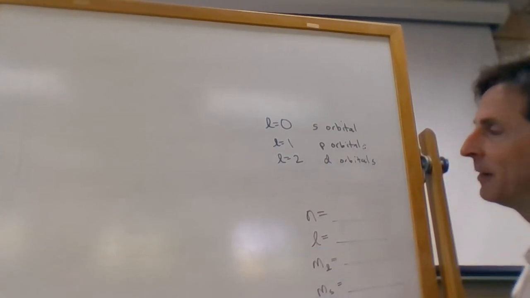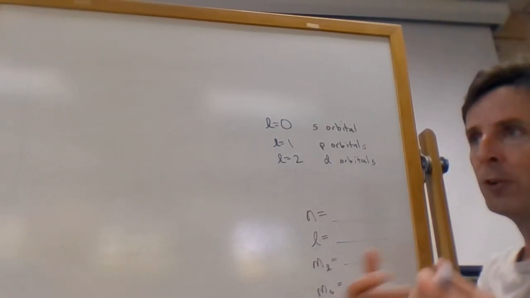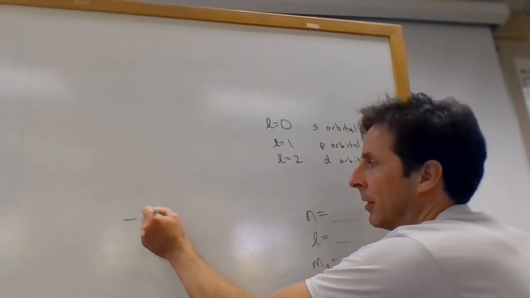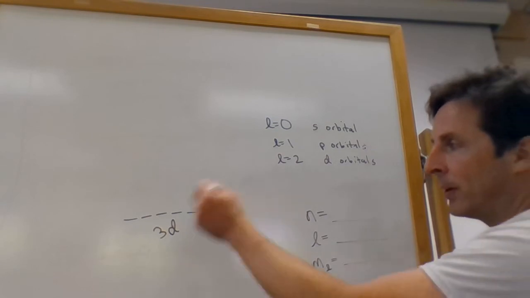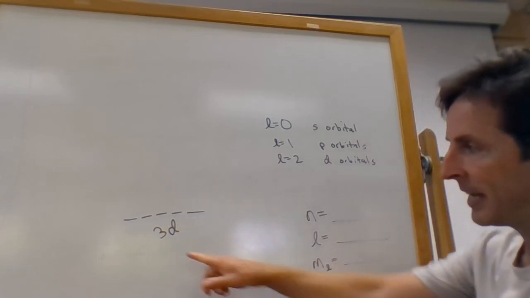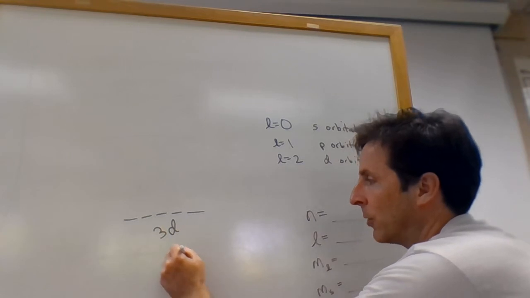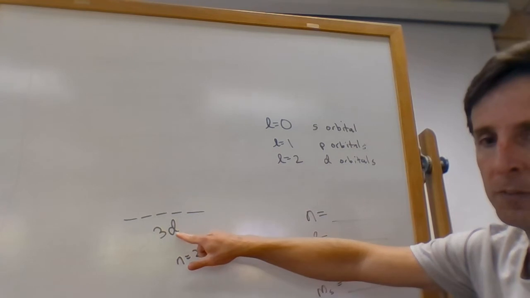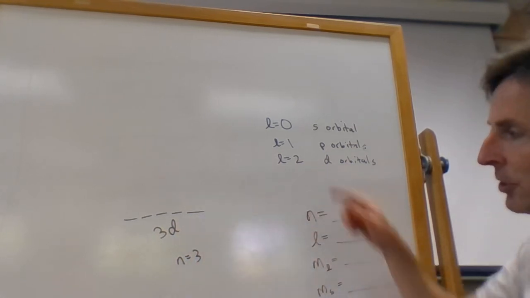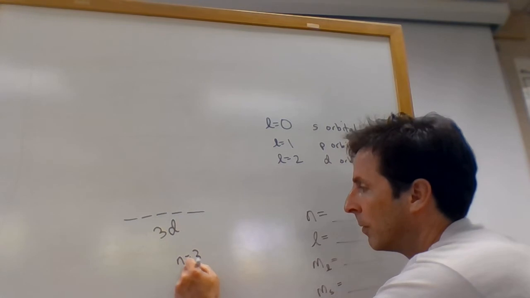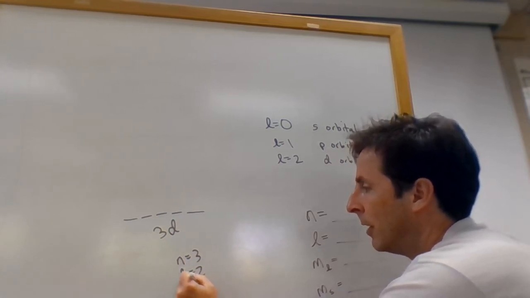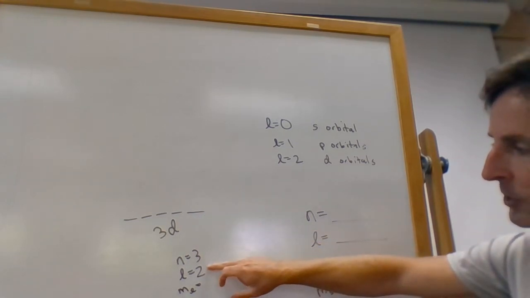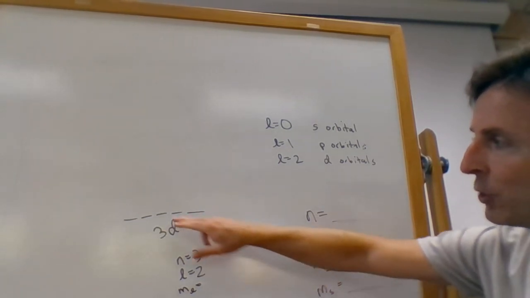So let's just say I have the 3d orbitals, so I'm drawing my diagram. The 3 stands for the energy level, so that means n equals 3. The d tells me the value of L. If I'm in a d orbital, that means L has to be 2. And then m sub L, that's where I want to label my orbitals. If I want to distinguish them, if L equals 2, m sub L can go from -2 to +2. So I'm just going to name these.